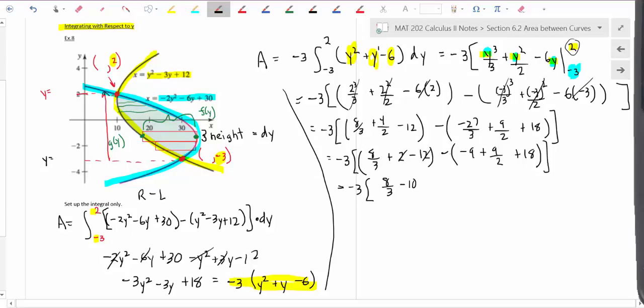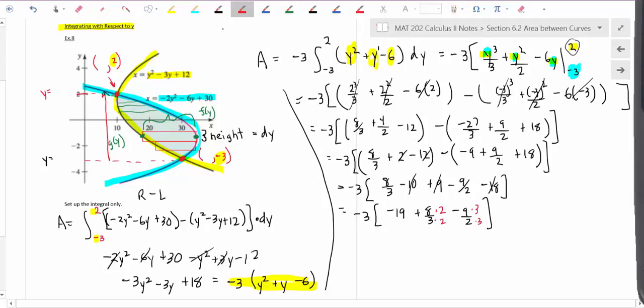Okay, and then I'm going to go ahead and just distribute that negative through that to get plus 9 minus 9/2 minus 18. So that's going to be -3, and let's put all these together. That's -1, minus 18 is -19. Then I can get a common denominator on the next two terms, so I have 8/3 minus 9/2. I need to get a common denominator of 6 on that.